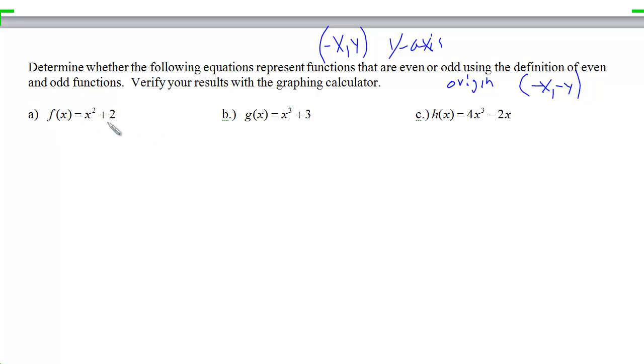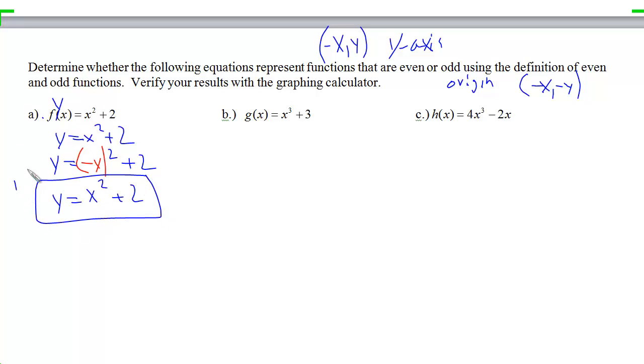So f of x equals x squared plus 2. So again, this is just function notation. It can easily just be substituted with the variable y. So y equals x squared plus 2. I'm going to check it to see if it's an even function first. So I'm going to make the x value a negative. So y equals, and we'll just plug in a negative x, that is squared, plus 2. Simplifies, y equals, when I square this negative, it's going to change back to a positive. So indeed, this is symmetric about the y-axis, or an even function.